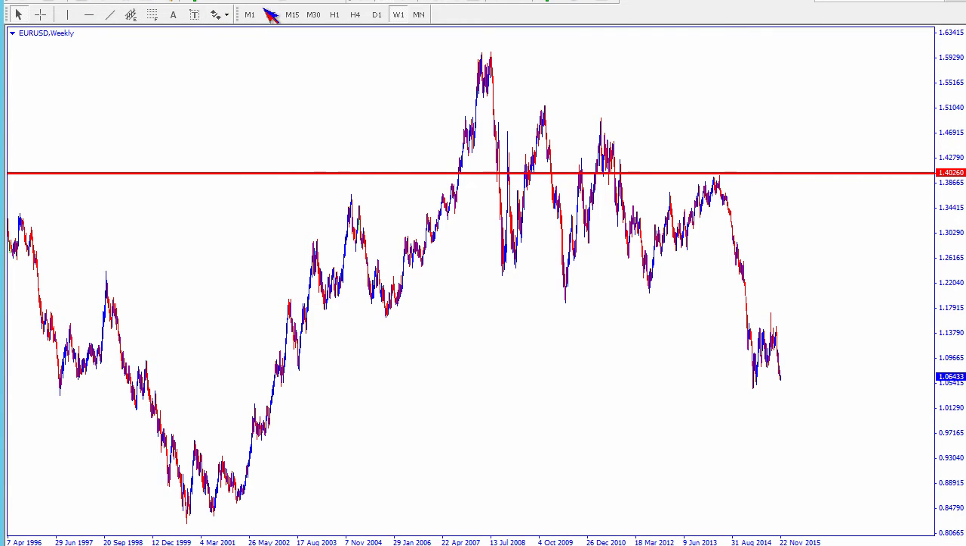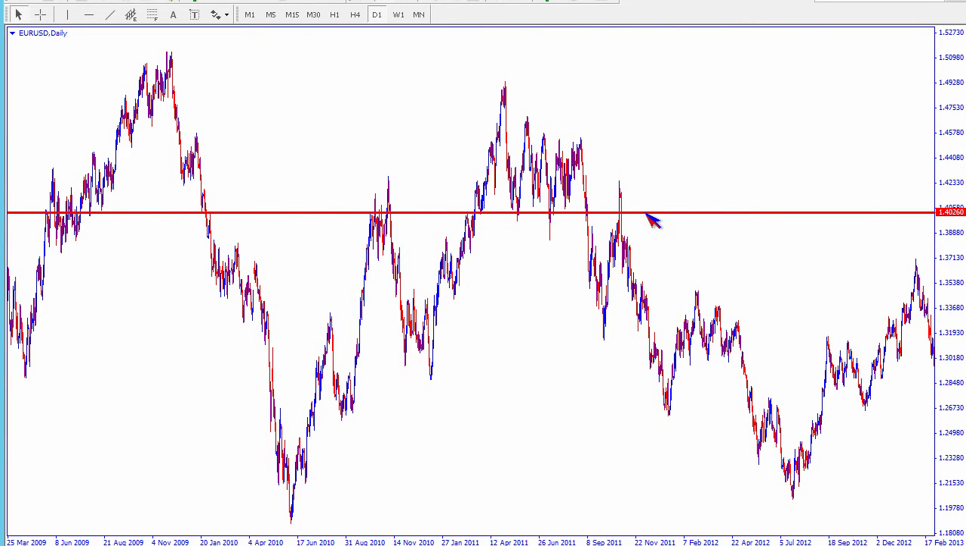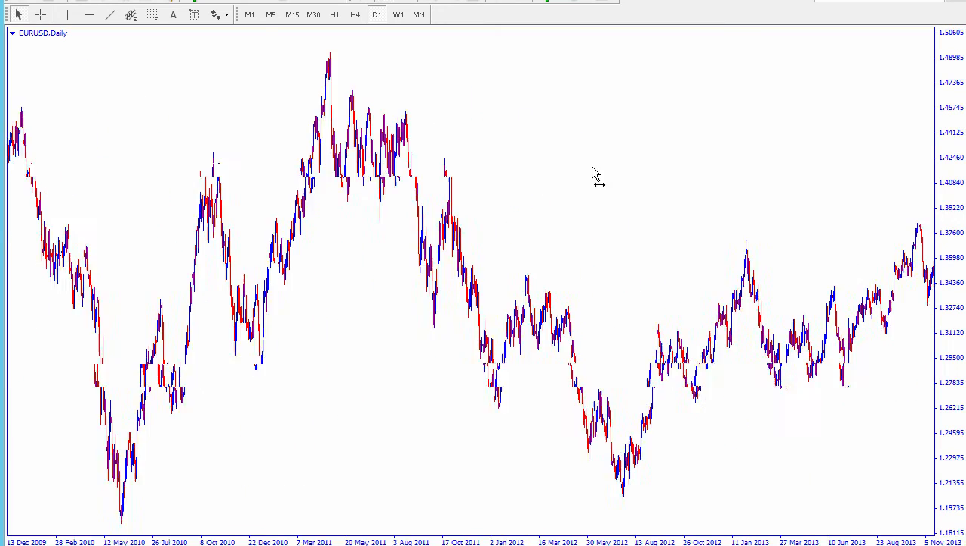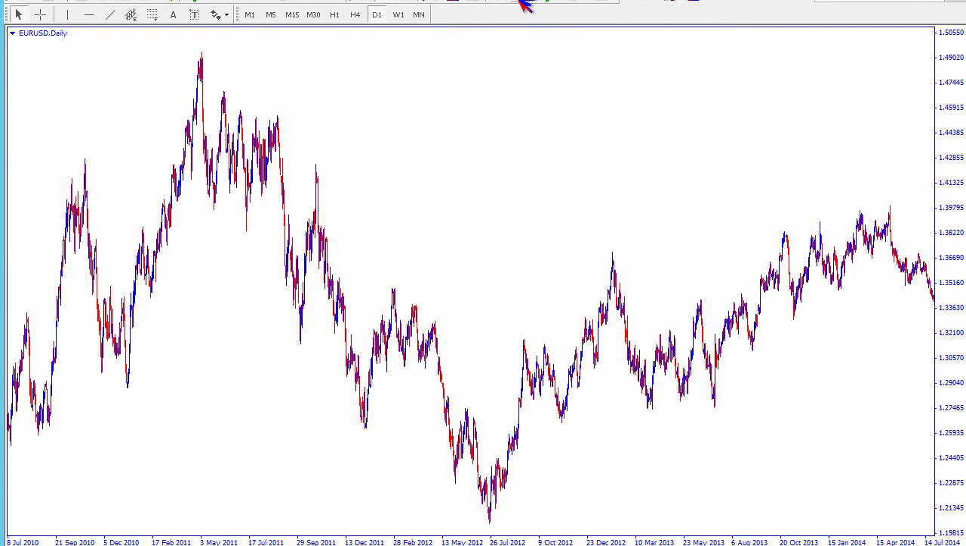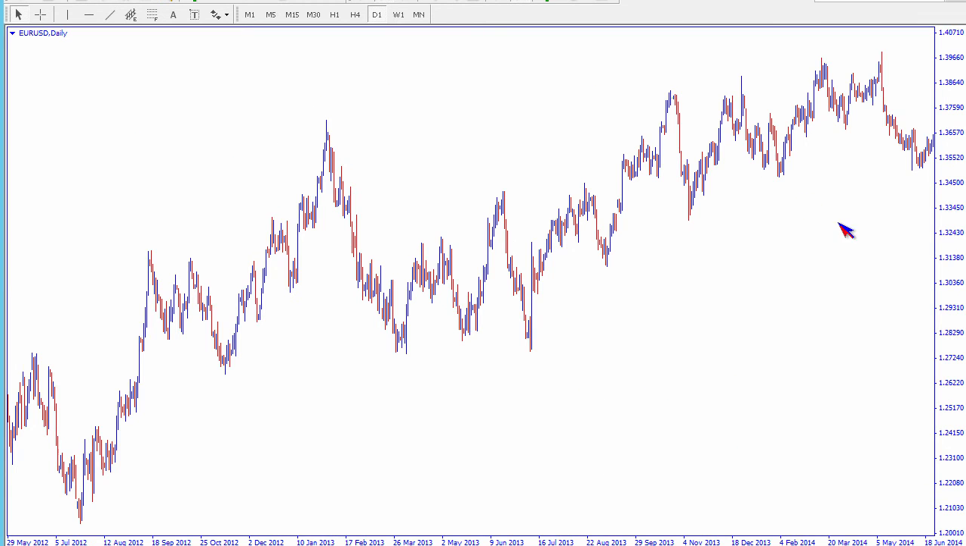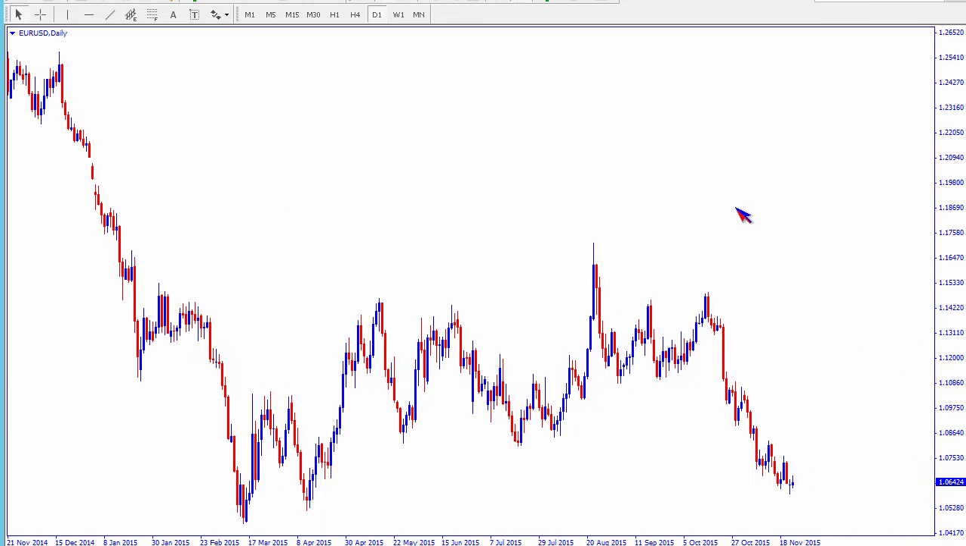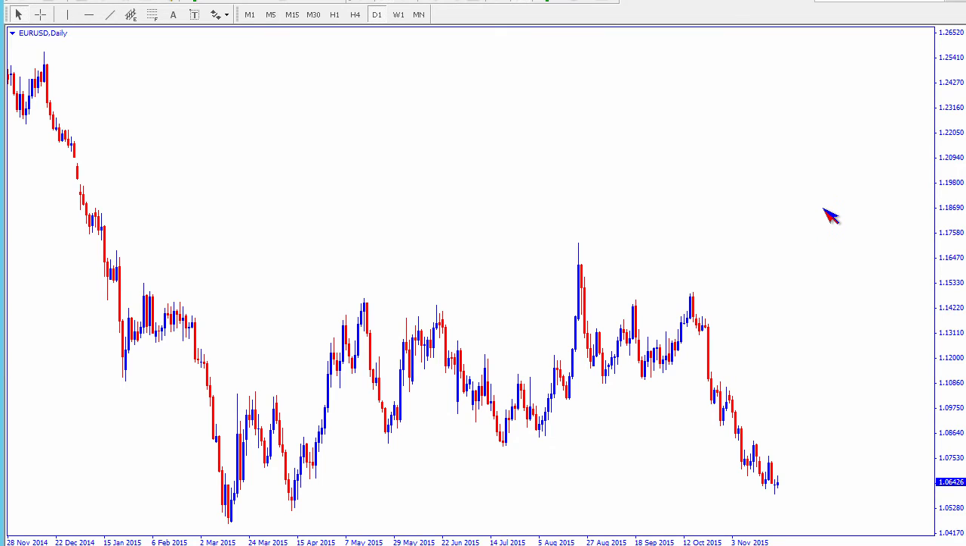All right, so let's go back and bring this down to a daily chart. And let's bring it back down to the recent past, of what we've had in the past six months, seven months. Hold on one second and get a little bit of water here.